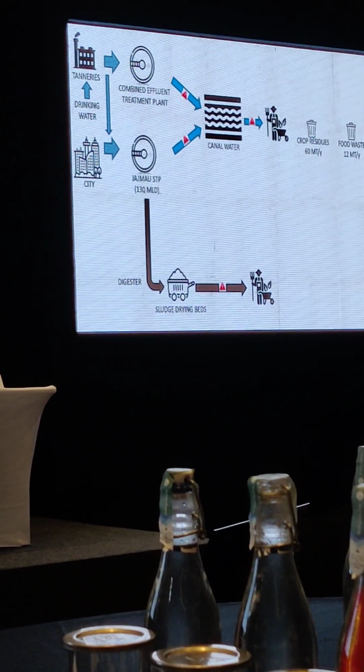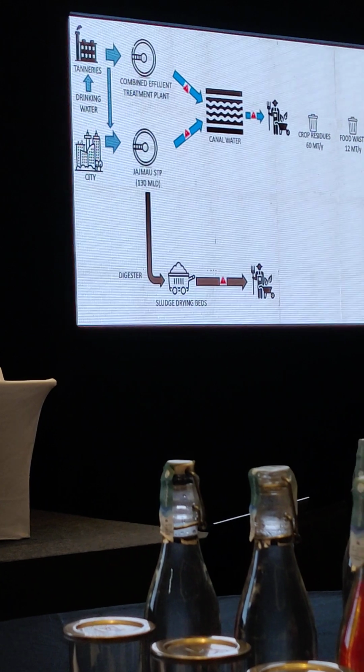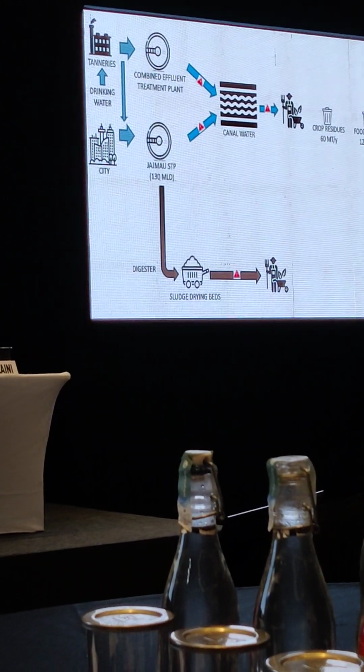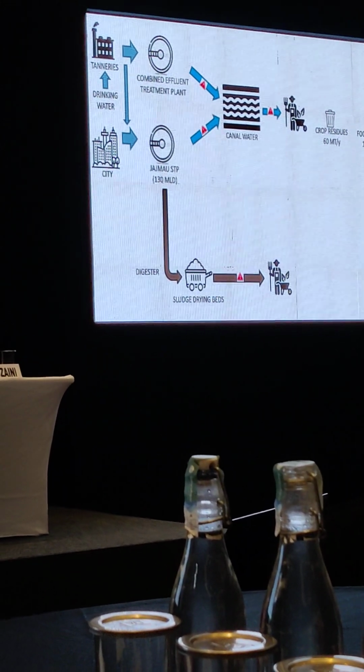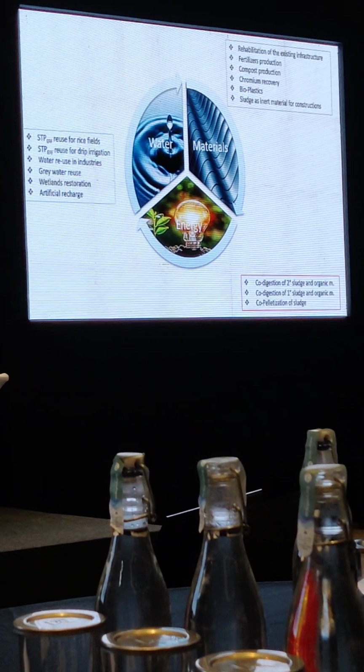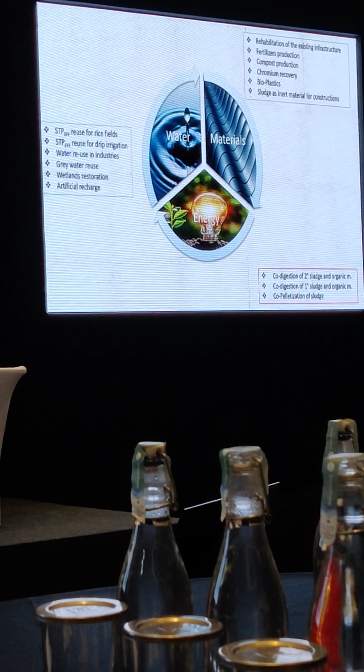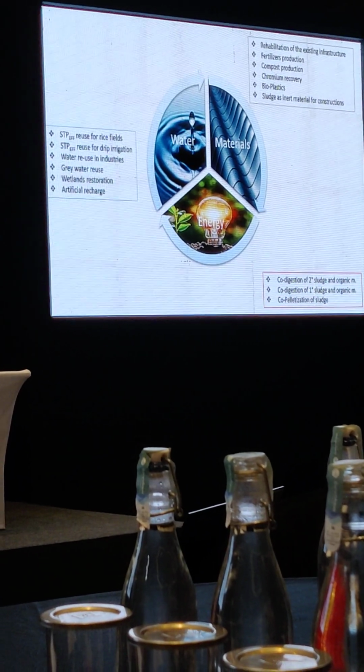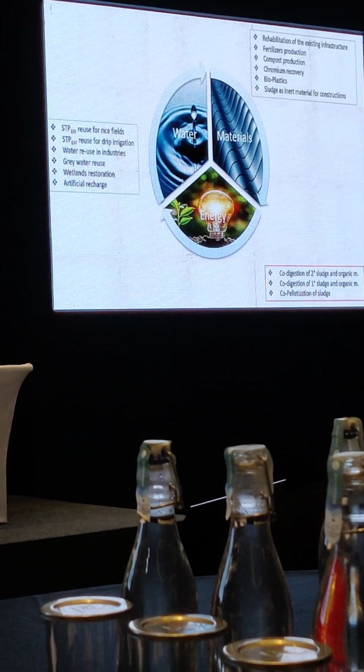The second important issue is that there is actually almost unlimited resource of organic stream. Crop residue, 60 million tons per year. Food waste, 12 million tons per year in the area of Uttar Pradesh. So what we did, we went into literature, did quite some reading, and tried to find out some ideas that could actually be suitable for the areas.